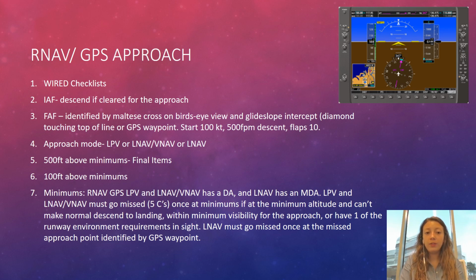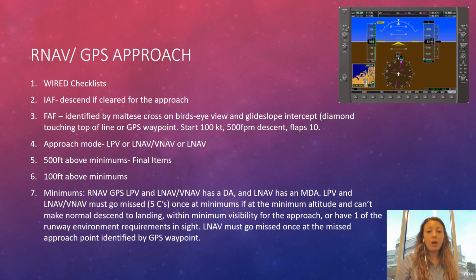You can get LPV, LNAV/VNAV, or LNAV. So these all talk about your vertical and lateral guidance, and then it is another callout to say approach mode when one of these pops up on the compass for the G1000. And you'll have the 500 feet above minimums and 100 feet above minimums callouts as well.